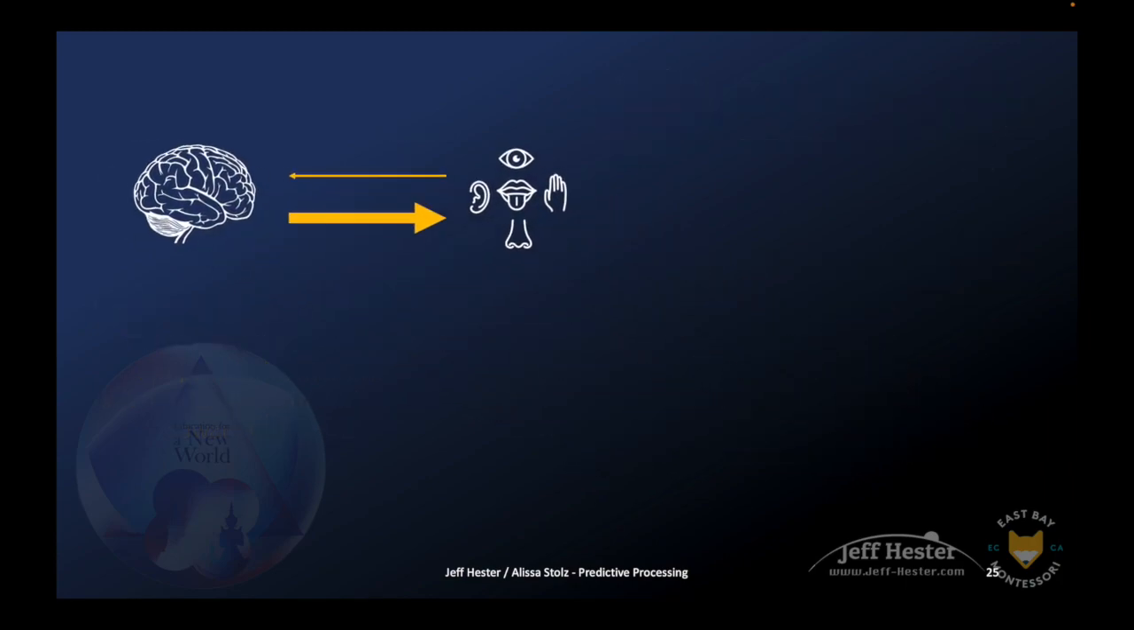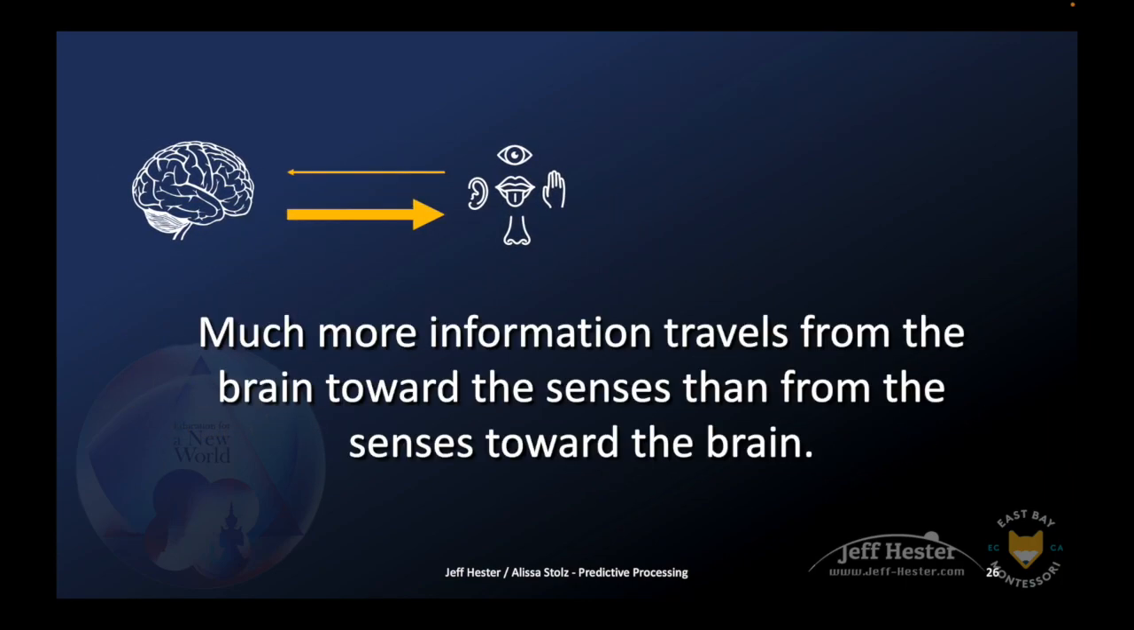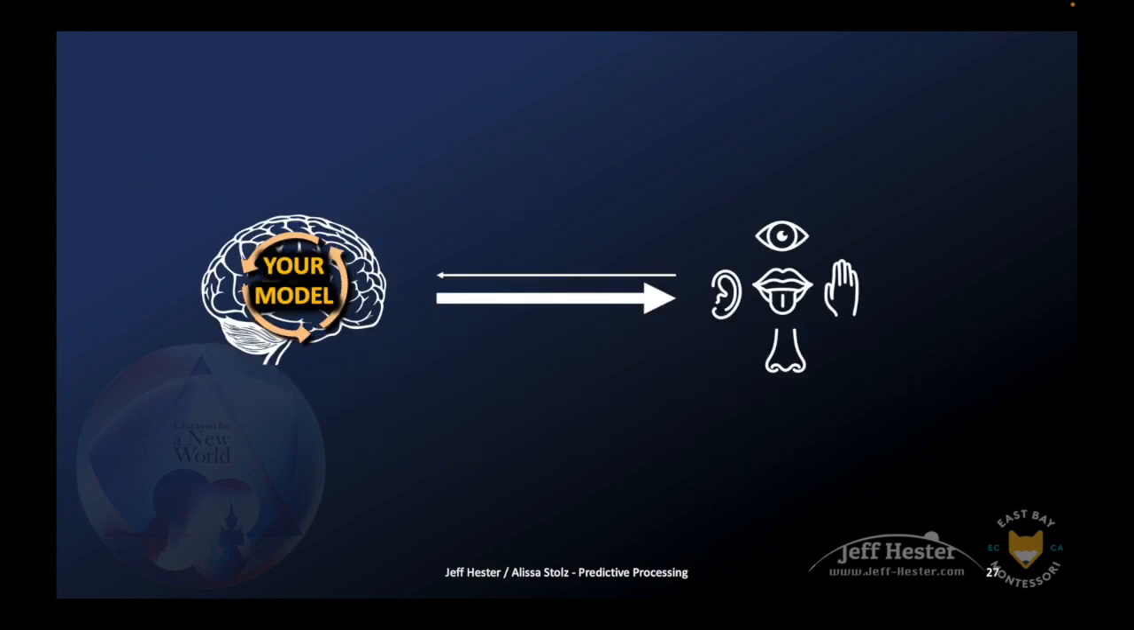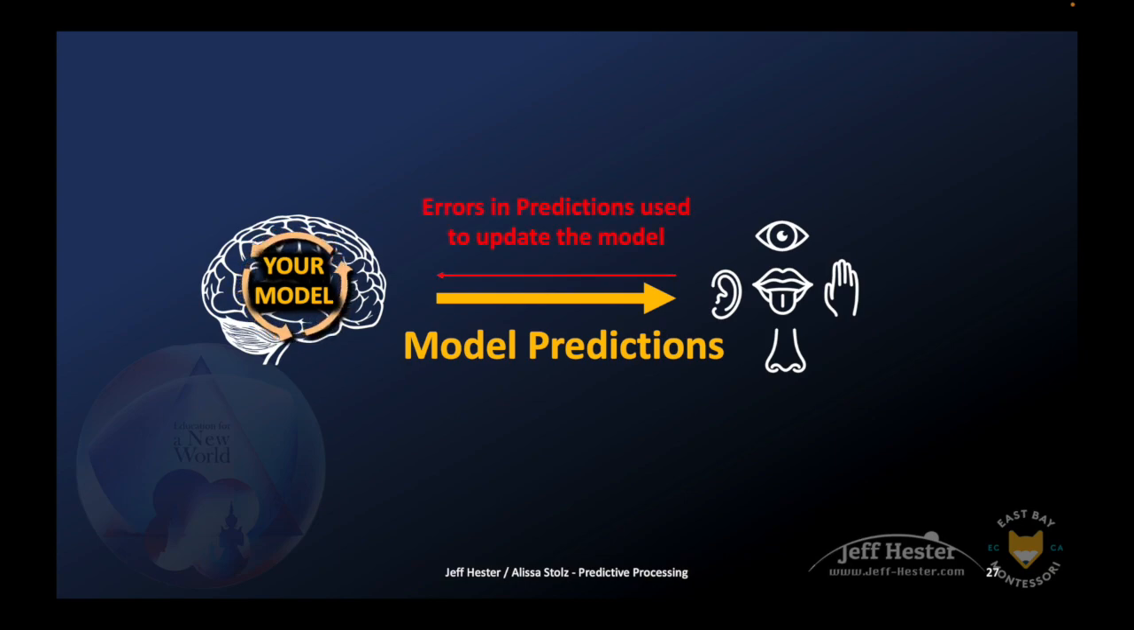And yet that's exactly what is happening. There's much more information flowing from your brain toward your senses than from your senses toward your brain. Here's what's going on. Just like we talked about above, your brain has a model of the world. It's using that model to make predictions about what information should be coming in from the senses, just like the weather model did. The only thing that needs to flow back in the other direction are the errors in the predictions. So if you get it right, nothing needs to happen, but if your predictions are wrong, then the senses tell you that.